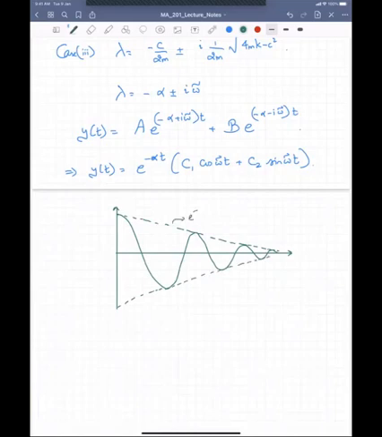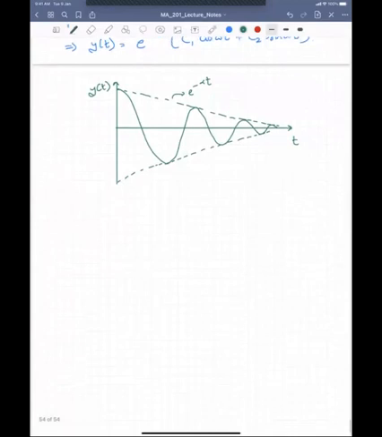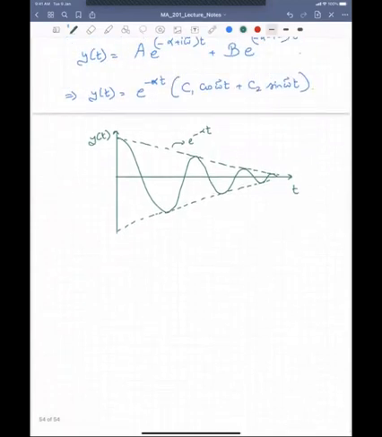So this is the e to the minus alpha t. This is y of t as a function of time. So this is the underdamped case. Underdamped because the oscillations don't go down to zero straight away. They start oscillating, but because of this exponentially decaying term, for large t, the oscillations are going to die down.